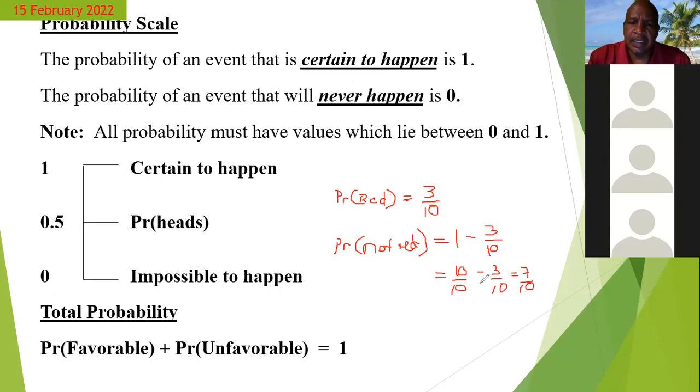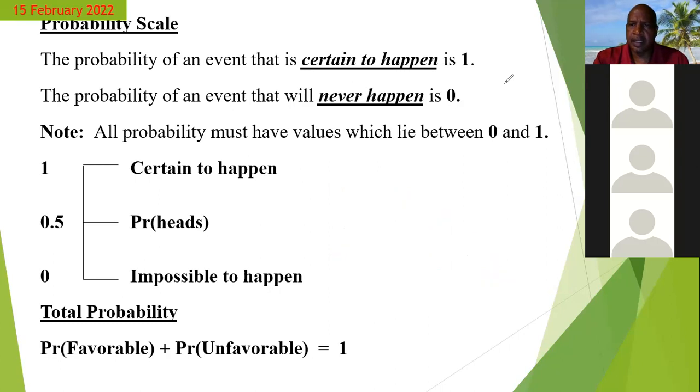So as I was saying, this is how we calculate the probability. If we know the probability of what we are in favor of, then we can always calculate the probability of what we are not in favor of. All right, guys? Any question? All right, so we're going to clear this and move on.